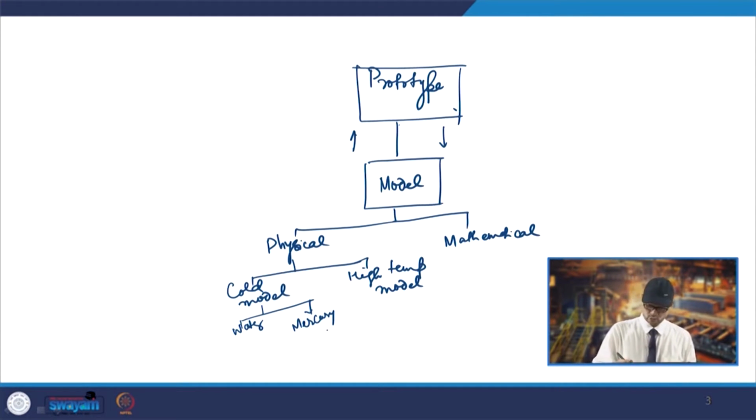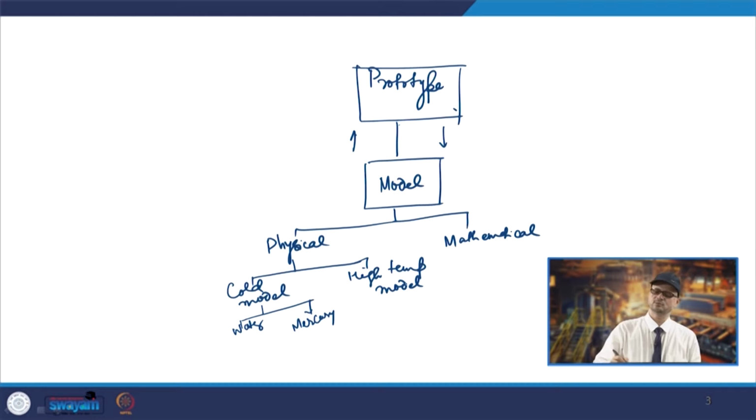If you go to a high temperature model, they are also done with some different kinds of metal, and in that basically you may have the use of metallic melt, or what we talked about earlier, that you have pilot scale experimentation which goes on. So, they are part of this.